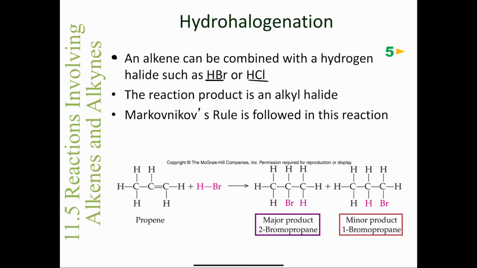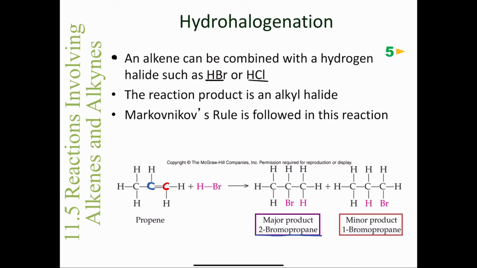So again, let's examine our alkene, propene. You can see the carbon that I have highlighted in red has more hydrogens attached. It has 2 hydrogens. The carbon that I'm highlighting in blue only has 1 hydrogen attached. And therefore, the major product is going to follow the rich get richer rule. And we end up with 2-bromopropane as our major product. We also get some of the minor product.